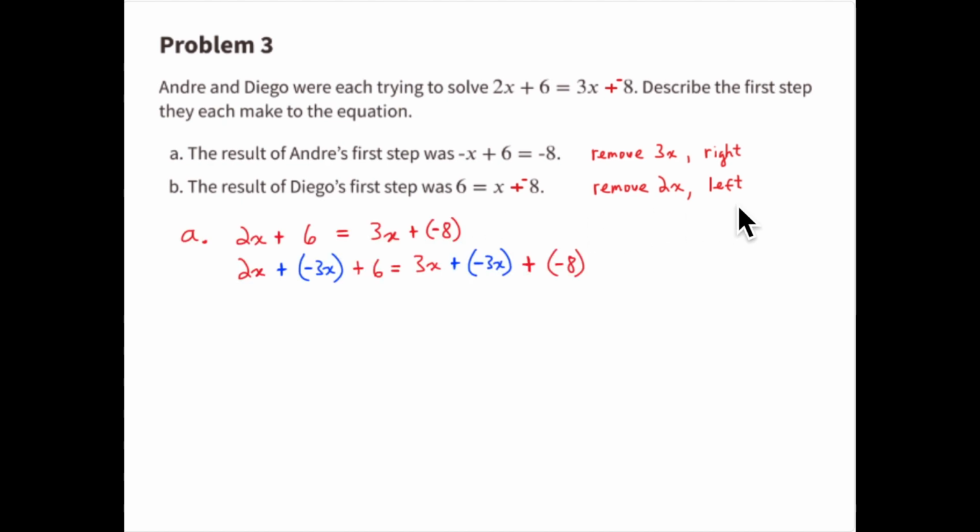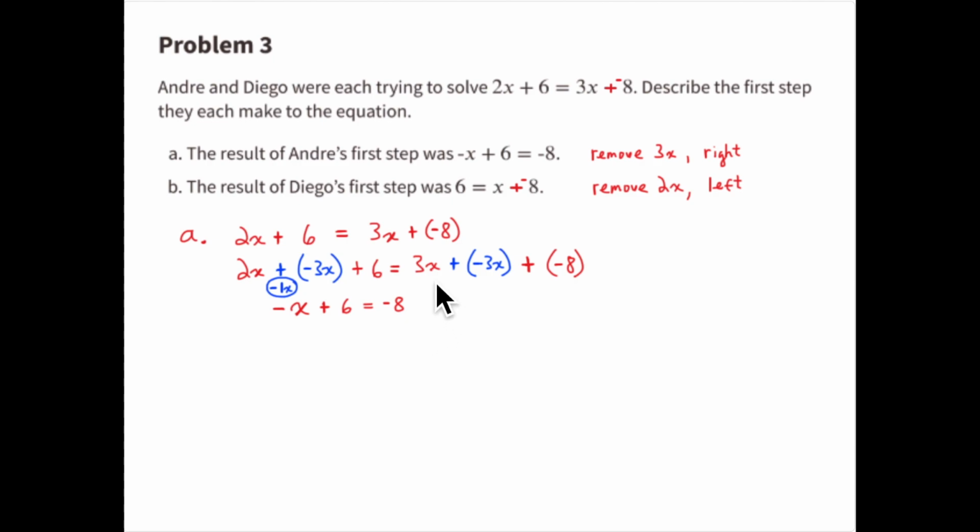To remove the 3x from the right side, Andre added a negative 3x to both sides. Remember, you have to do the same thing to both sides to keep it balanced. So if I add a negative 3x plus 2x on the left side, and I add a negative 3x plus 3x on the right side, a negative 3x plus 2x is a negative 1x. And in this case, this negative x right here is the same as a negative 1x.